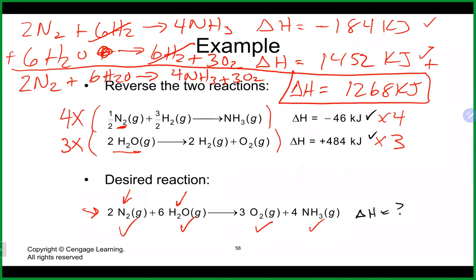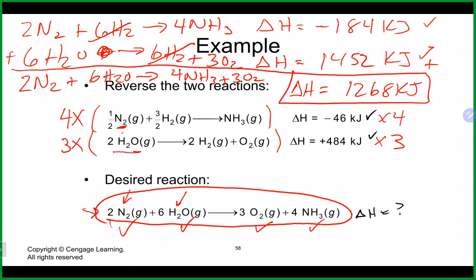So the goal here is to end up with this equation. For example, in this original equation, there was only 1/2, right? That doesn't equal 2. The only way to get a half to equal 2 is to multiply it by 4. Because I had to multiply that N2 by 4, I had to multiply everybody in the equation by 4. The one underneath was because in the end, I needed 6 waters and I only started with 2, so I had to multiply the water by 3. Once again, we multiply everybody in the equation by it, as well as the delta H. Yep. Other questions?